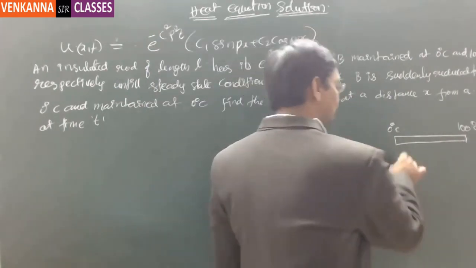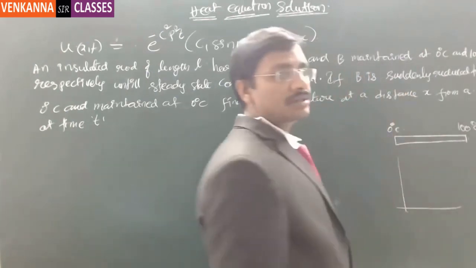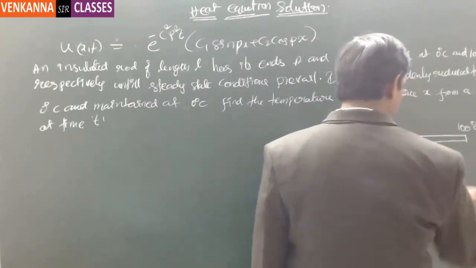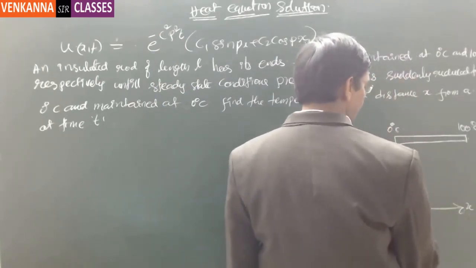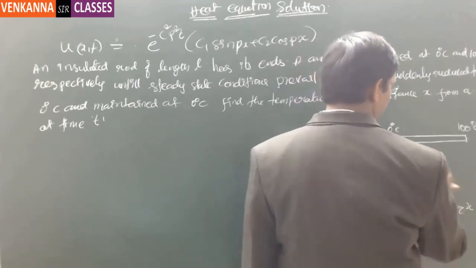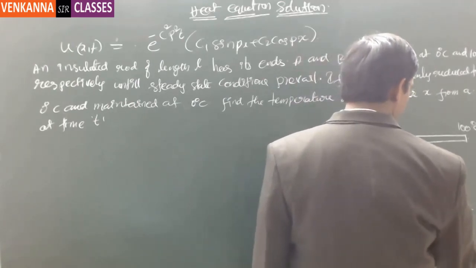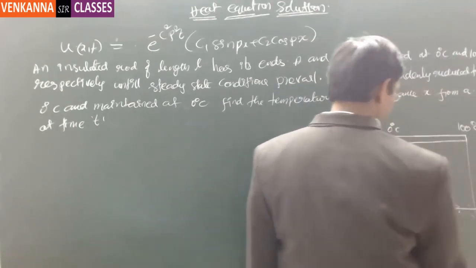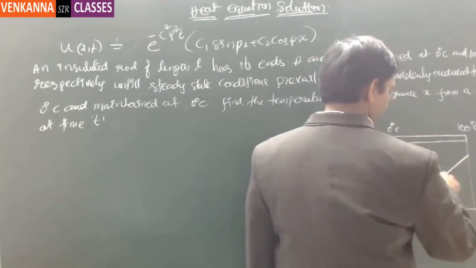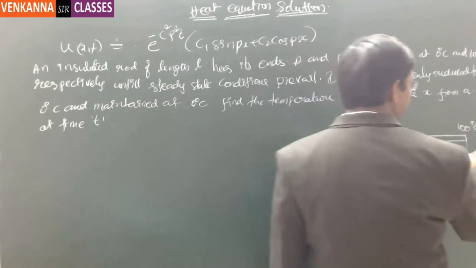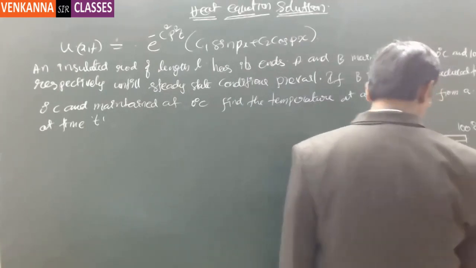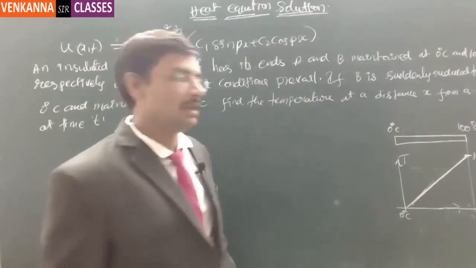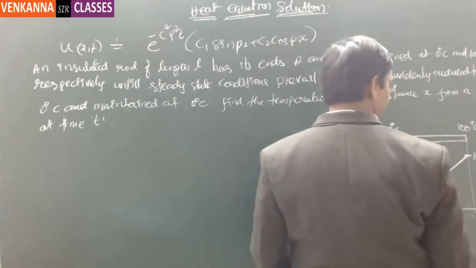Suppose I draw the graph of this temperature distribution under the steady state condition. This is x and this is the temperature. It will increase linearly from 0 to 100 degree centigrade. So this is at 100 degree centigrade and this is at 0 degree centigrade. This is how the temperature is distributed over the length of L, because this length is L, so this point is L.